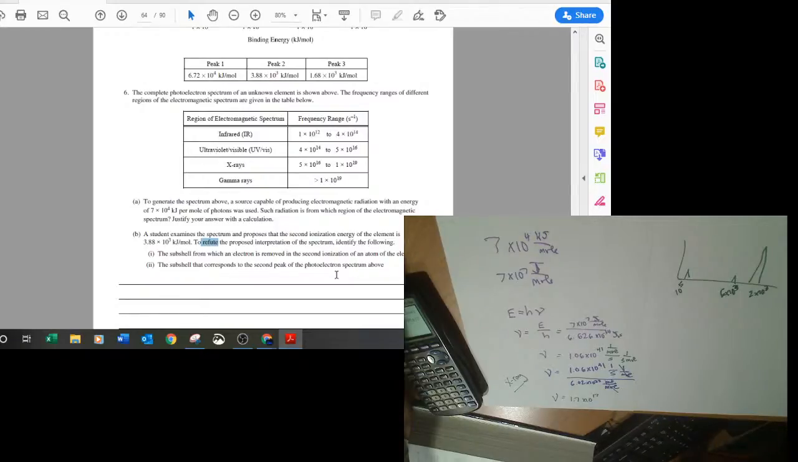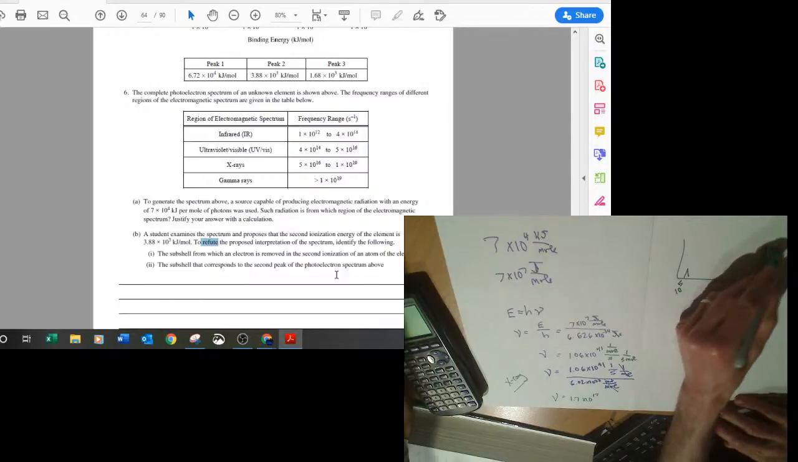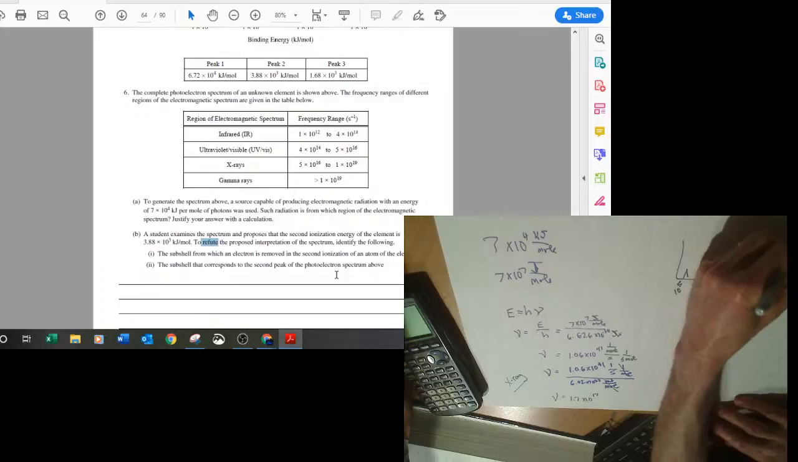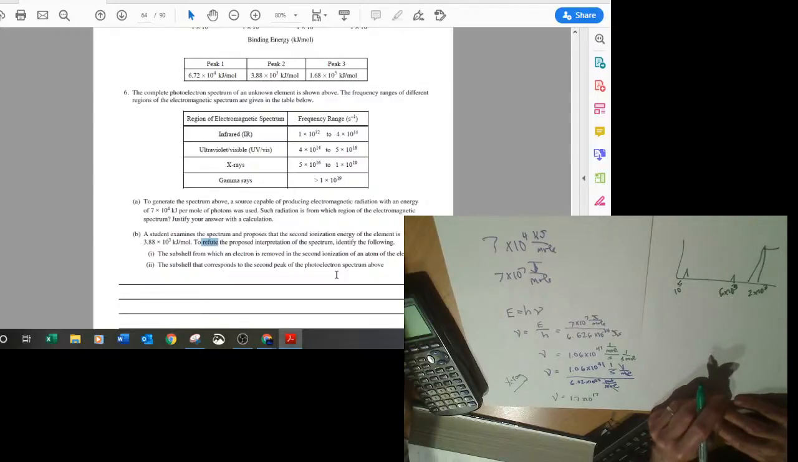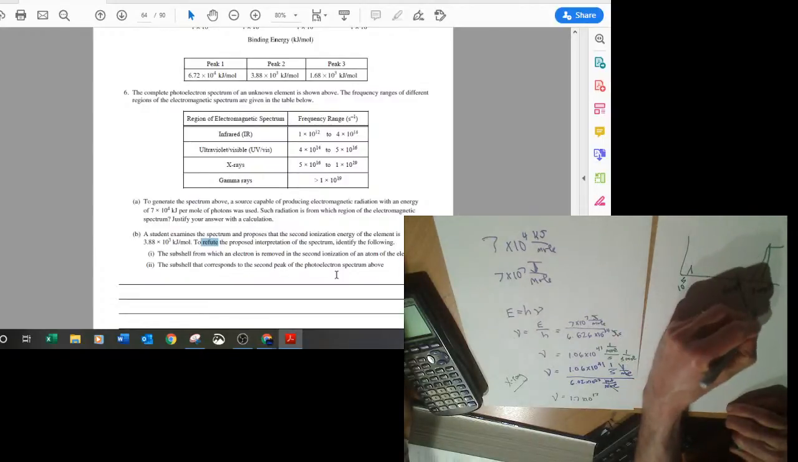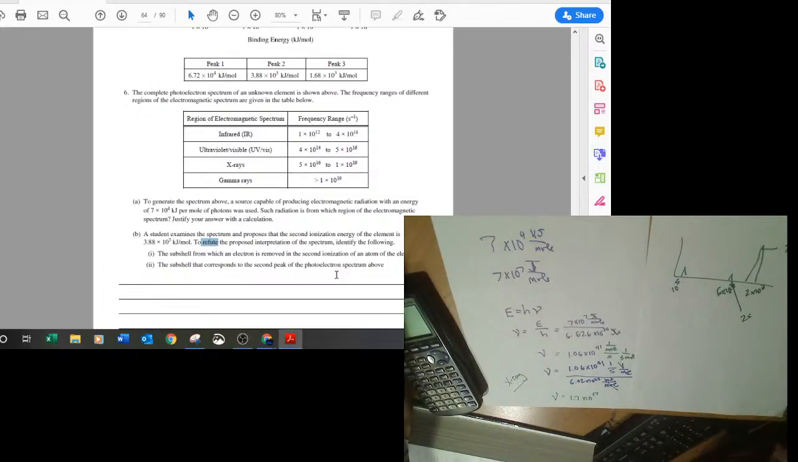Okay, so first electron is going to come from here. What subshell is that? 2p. Alright, then it says the subshell that corresponds to the second peak in the spectrum is what? 2s. Okay, so that's all they're asking you to do.